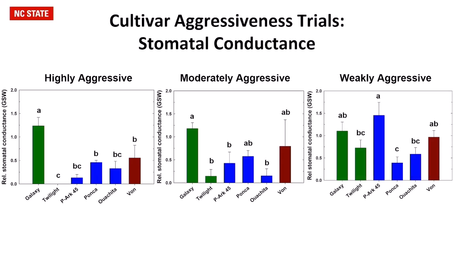Okay, we did again this stomatal conductance, and I don't want to belabor this because I'm kind of on time, but we started to see here with the weakly aggressive isolate, there were differences with that. This is relative, so we had a non-inoculated plant. We looked at each isolate compared to the non-inoculated plant. But you can see here that the Primark 45 in this case actually was one of the better.